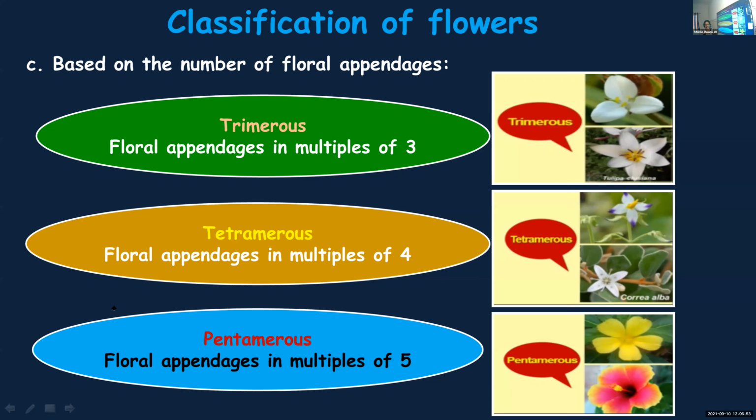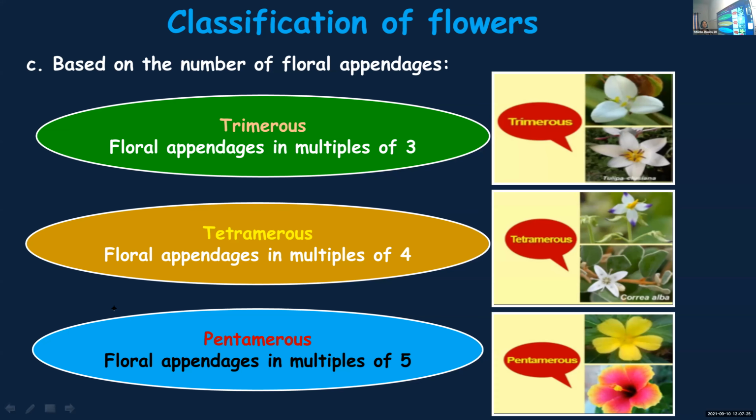You can give any example of the flowers, but the only condition is that in trimerous flowers, the floral appendages should be either 3 or in multiples of 3. And tetramerous, tetra means 4, penta 5. Tetramerous, either 4 or in multiples of 4. Floral appendages should be either 4 or multiples of 4. Pentamerous means the floral appendages should be either 5 or in multiples of 5.